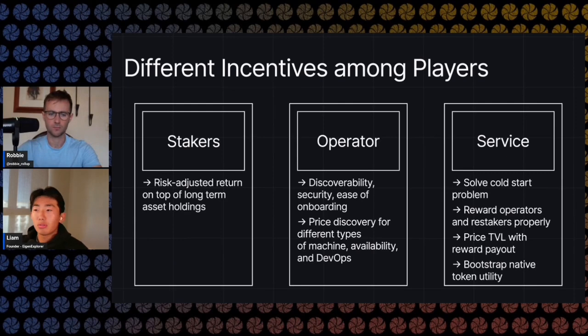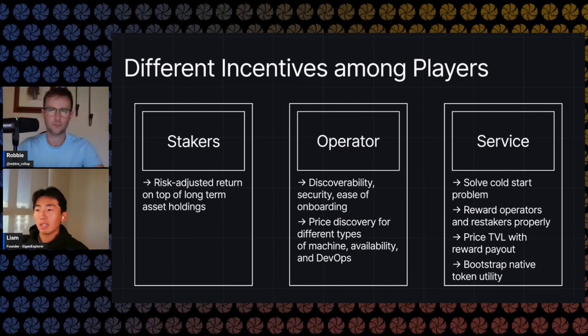So if we're breaking things down, stakers probably have the simplest incentives. They're basically driven by the pursuit of higher risk-adjusted returns, right? They aim to maximize their yield relative to the risks they're taking, and so they're constantly evaluating and balancing between potential rewards and the possibility of slashing or other penalties from these services.